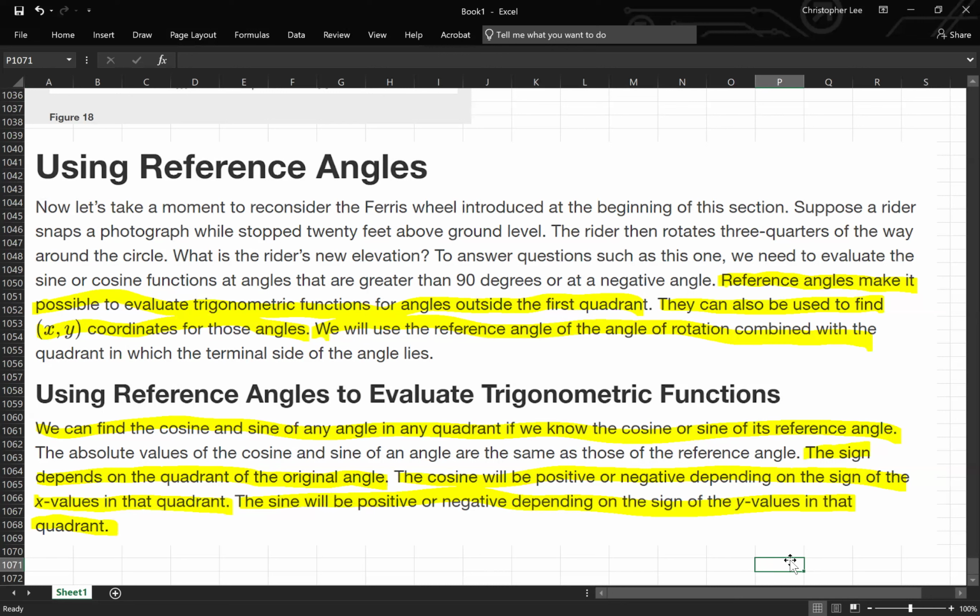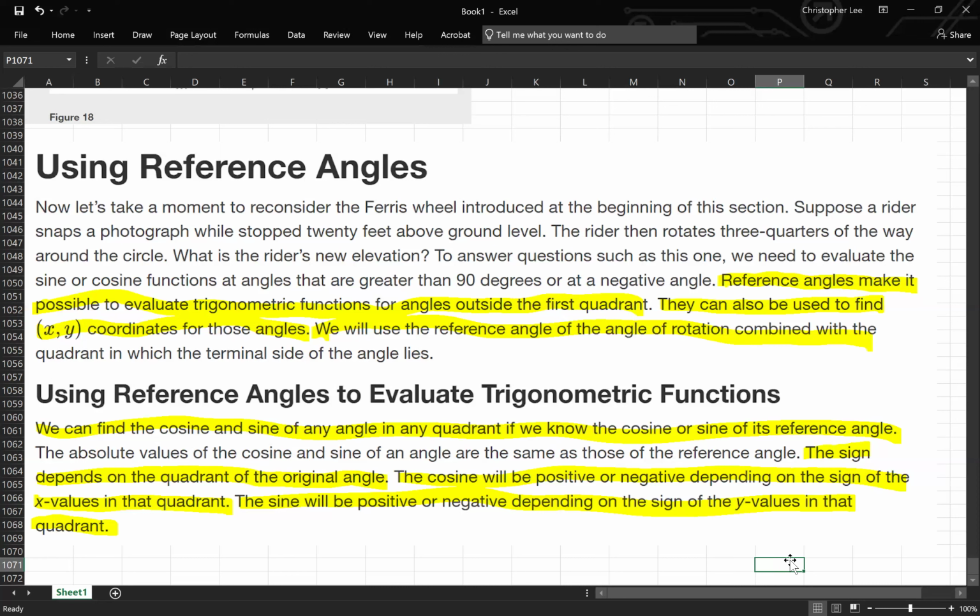So to answer questions such as this one, we need to evaluate the sine or cosine function at angles that are greater than 90 degrees or at a negative angle. So reference angles make it possible to evaluate trigonometric functions for angles outside the first quadrant. They can also be used to find the x, y coordinates for those angles. And we will use the reference angle of the angle of rotation combined with the quadrant in which the terminal side of the angle lies.